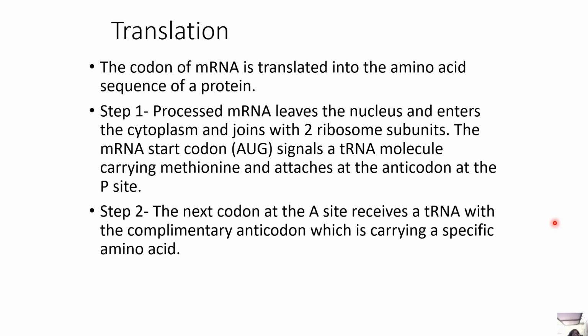Now, the codons of mRNA are translated into the amino acid sequence of a protein. Processed mRNA leaves the nucleus, enters the cytoplasm, and joins the ribosome subunits. The mRNA start codon signals a tRNA molecule carrying methionine, and it attaches with its anticodon. The next codon at the A site is matched by the tRNA with the complementary anticodon, carrying a specific amino acid.